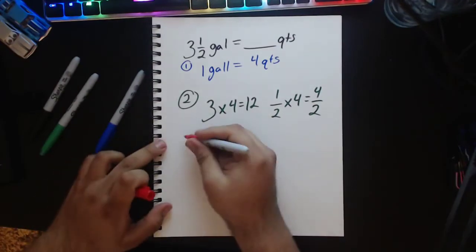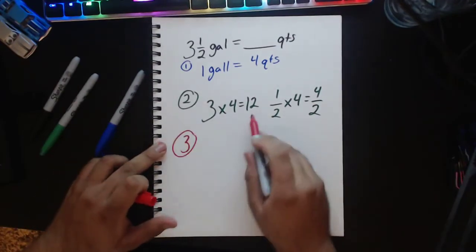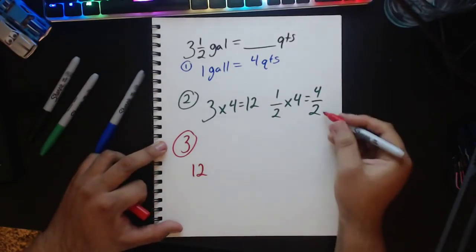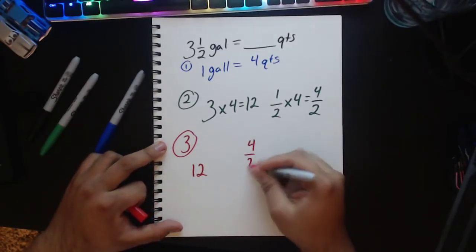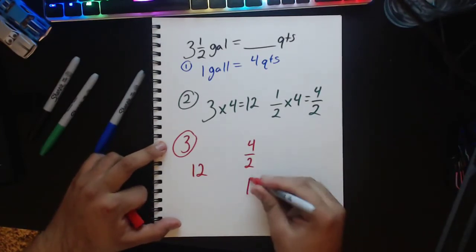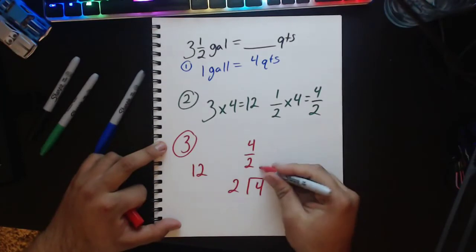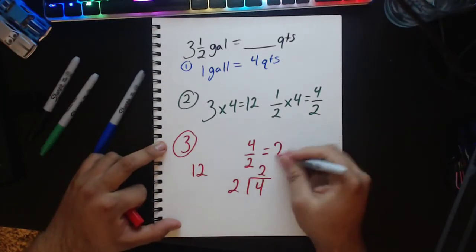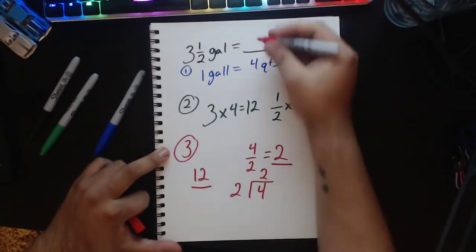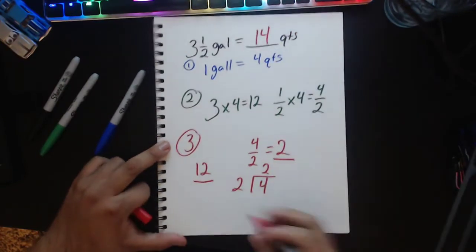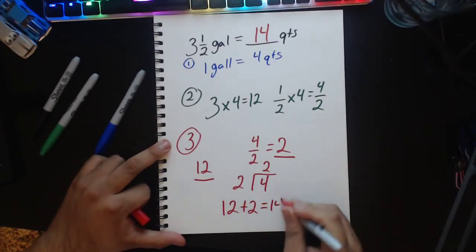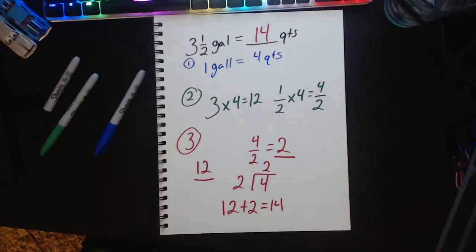Now my third step is to continue anything that I need to do here. This number I'm okay with, so I'm going to write this down right here. But this number, 4 over 2, I'm not okay with. Well, let's go ahead and divide that out. 2 goes into 4 2 times. Yay! So that is 2. So now I'm going to add this number and this new number to give me 14 quarts, because 12 plus 2 is 14. That's another way you could do it.